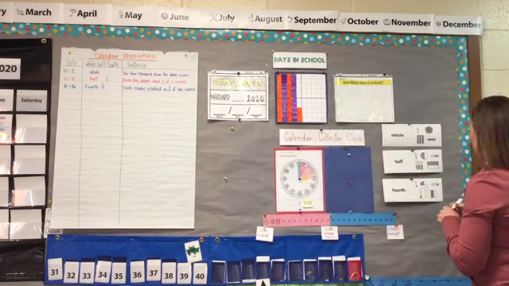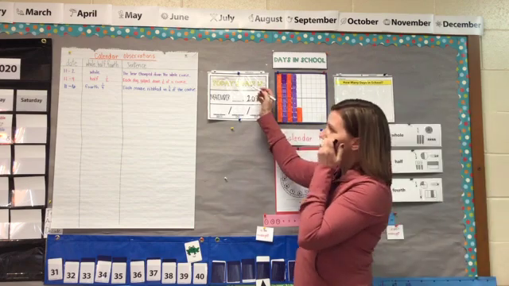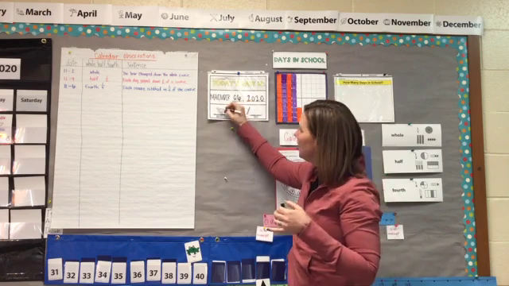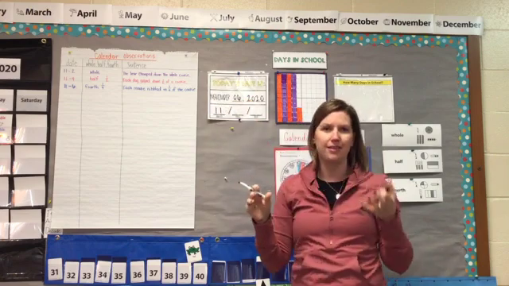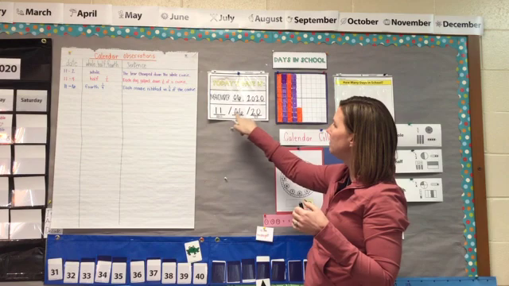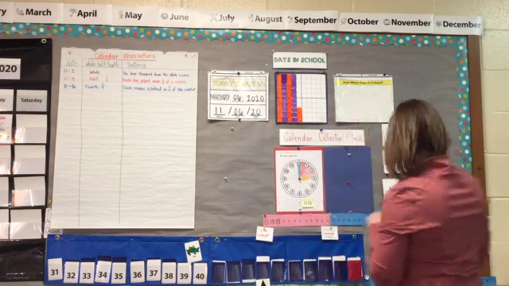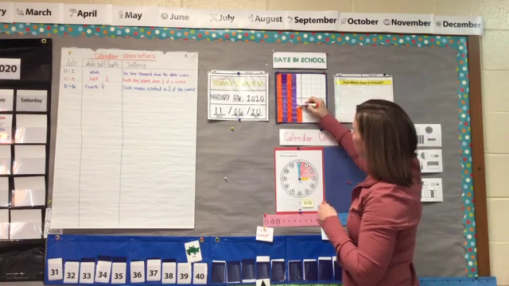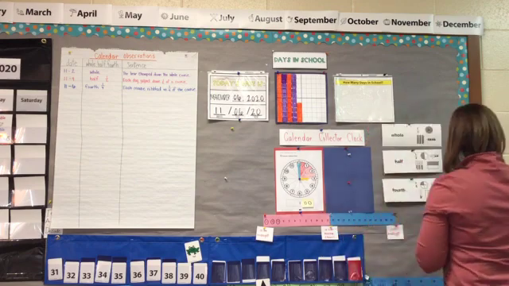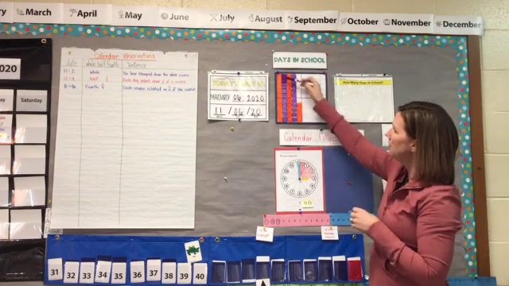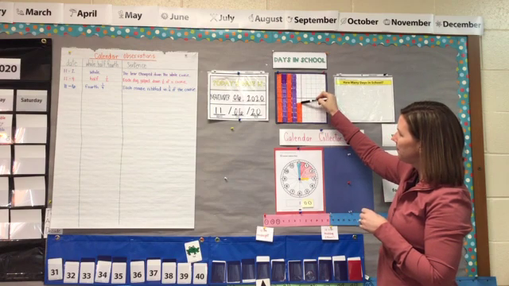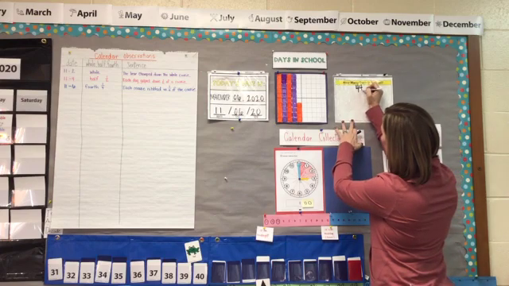Okay, so let's write today's date, November 6th, 2020, and then our digital date, 11, because November is the 11th month of the year. The date is the 6th and the year is 20. So 11-6-20. Another day in school on our 100 chart. So now we can look and see what we have. We have 10, 20, 30, 40, 44. We have been in school for 44 days.